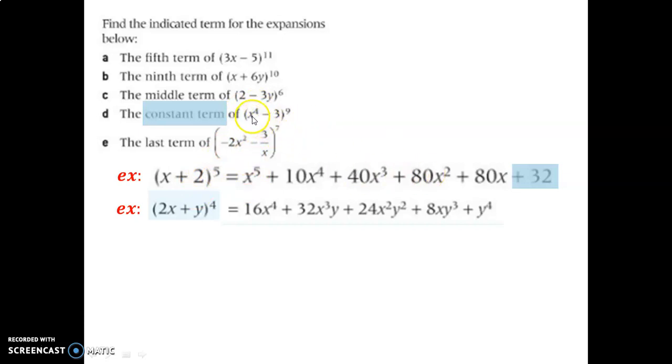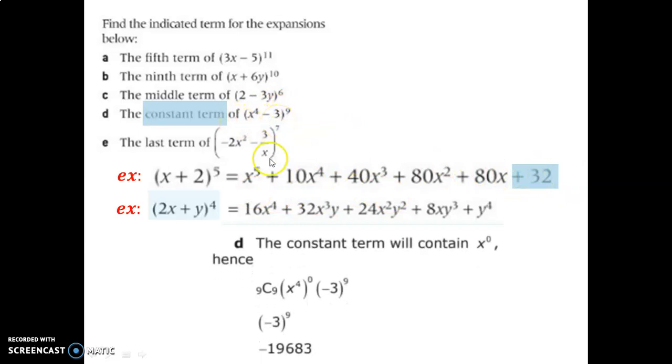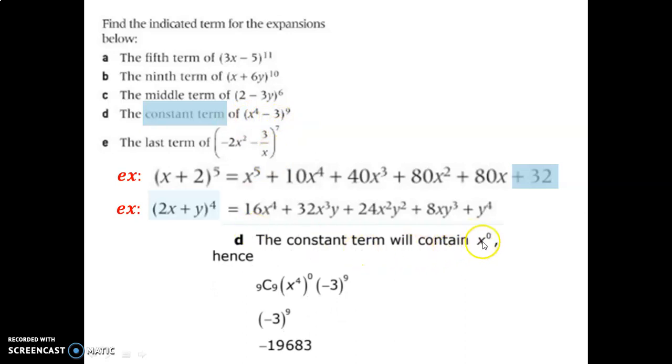Because at the end you're going to have x to the fourth to the 0 power, and that will be 1, and therefore all you will have is this part here. So it'll be just like this one. At the end there will be a constant. So this one has a final term that is a constant. So let's look at the final term. The constant term will have x to the 0, that's what we talked about. Hence, and it shows you basically the final term here.